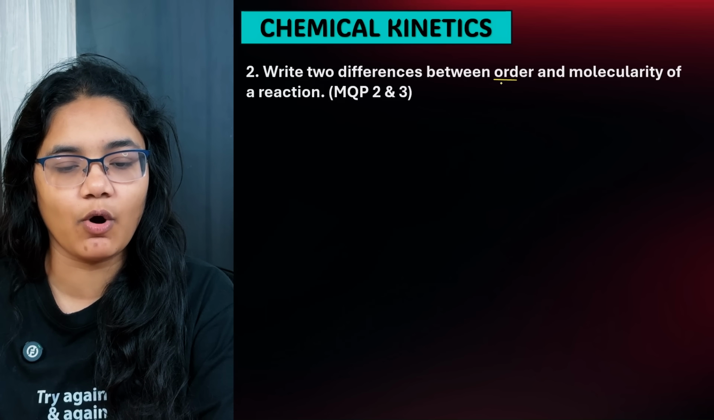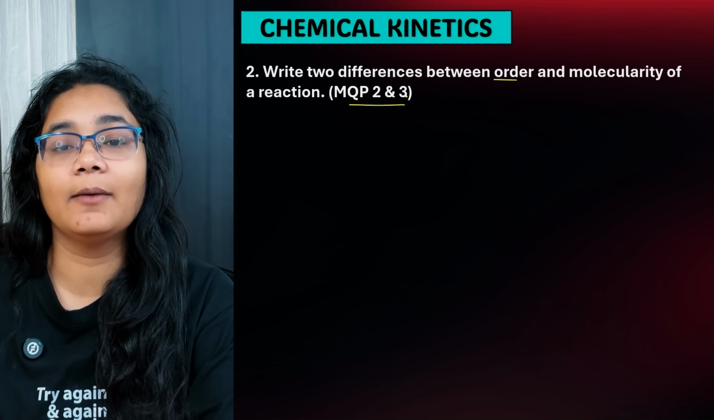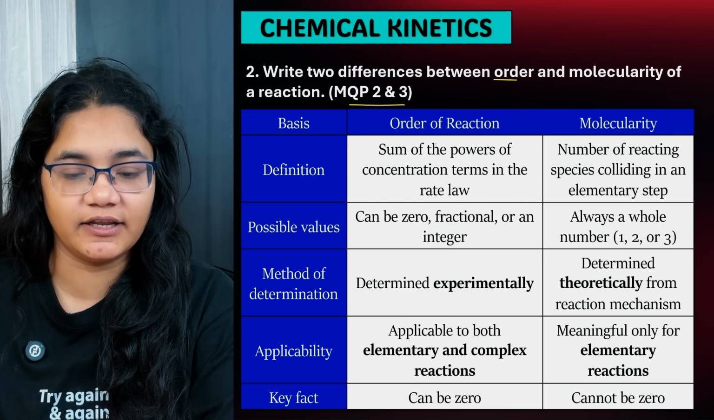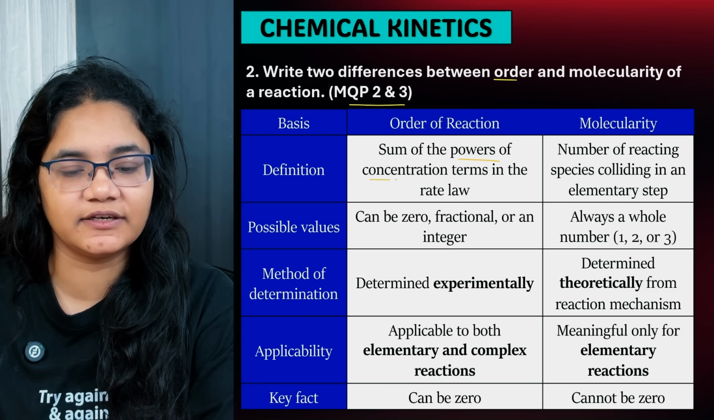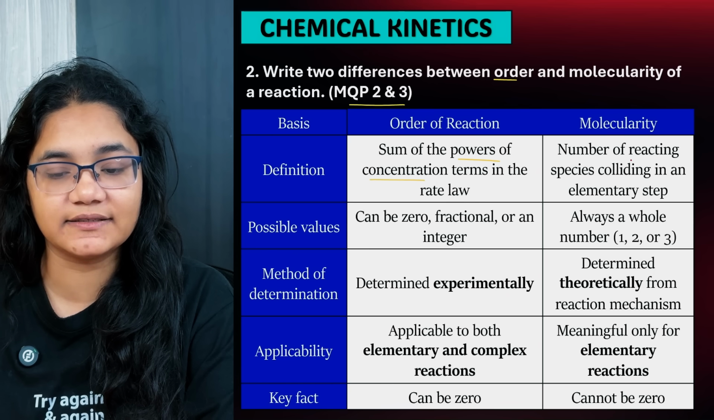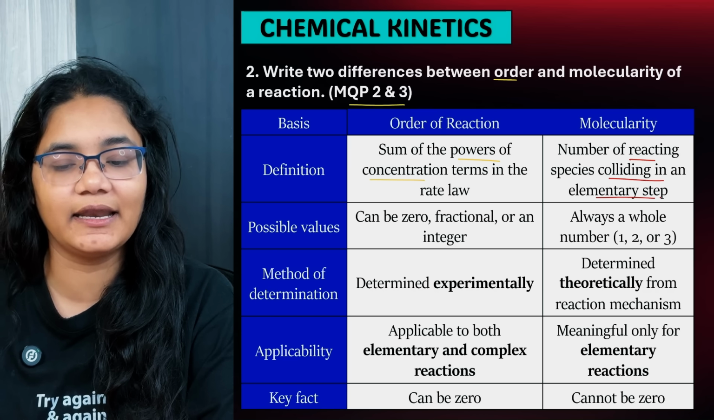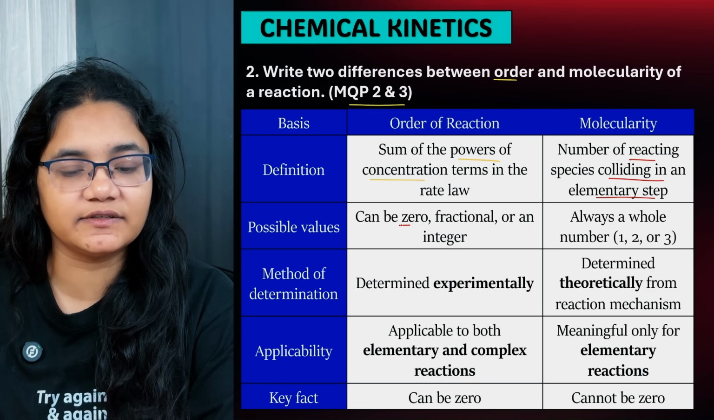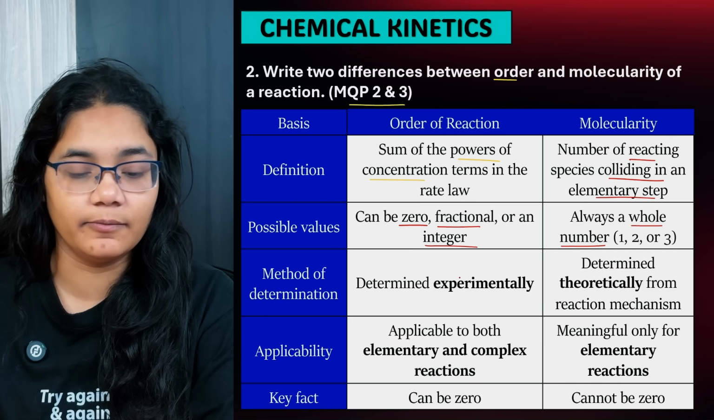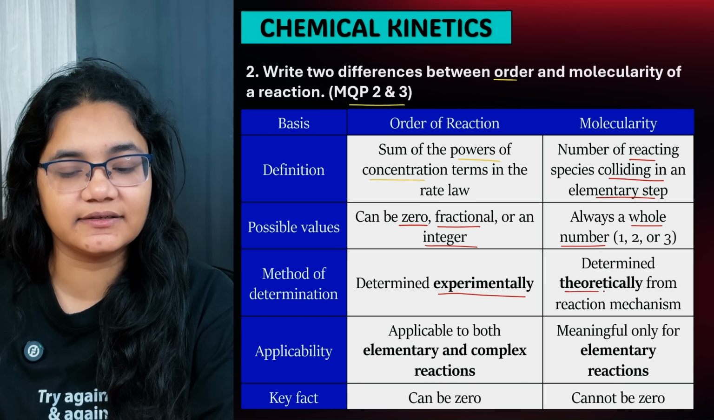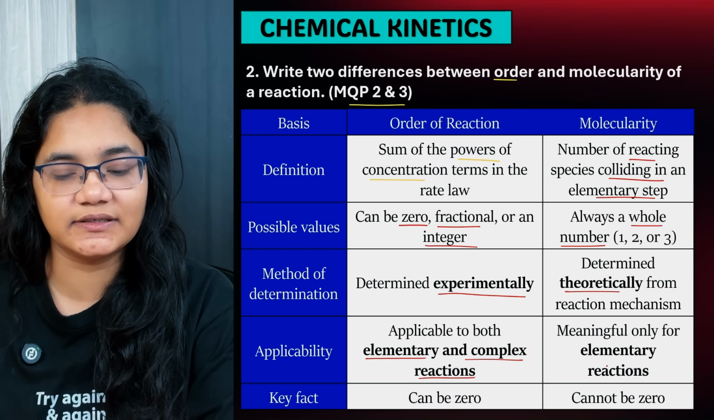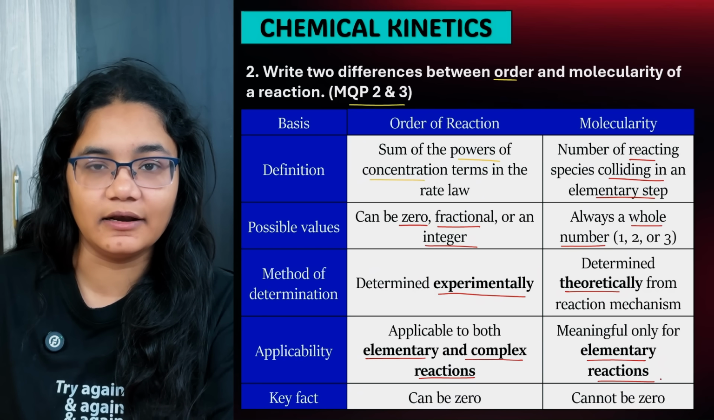Next, write the difference between order and molecularity. This question is there in both model question paper 2 and 3. So here are some points of difference. First of all is the definition. Order is the sum of the powers of the concentration terms in the rate law, whereas molecularity is the number of reacting species colliding in an elementary step. Then possible values: order can be 0, a fraction or even an integer, whereas molecularity is always a whole number. Next, order is determined experimentally and molecularity is determined theoretically. Order is applicable to both elementary and complex reactions, whereas molecularity is applicable only to elementary reactions.